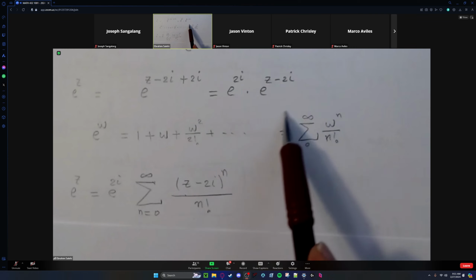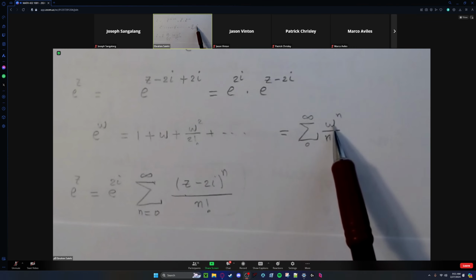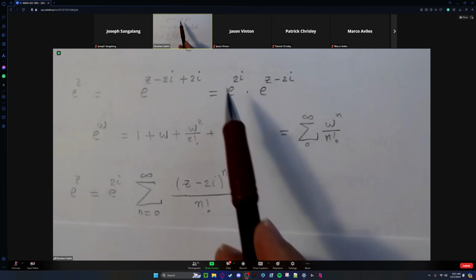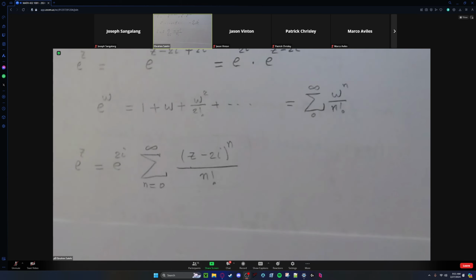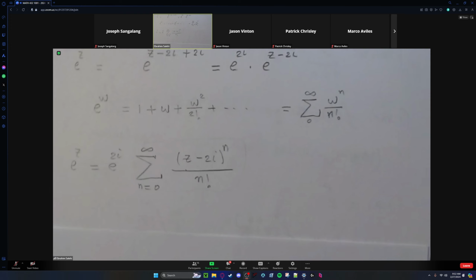So this portion, replacing z by z minus 2i, is right here. And this is a constant. So here is the power series or Taylor series of e to the z, with center being 2i. Okay? Any comment? Any question?